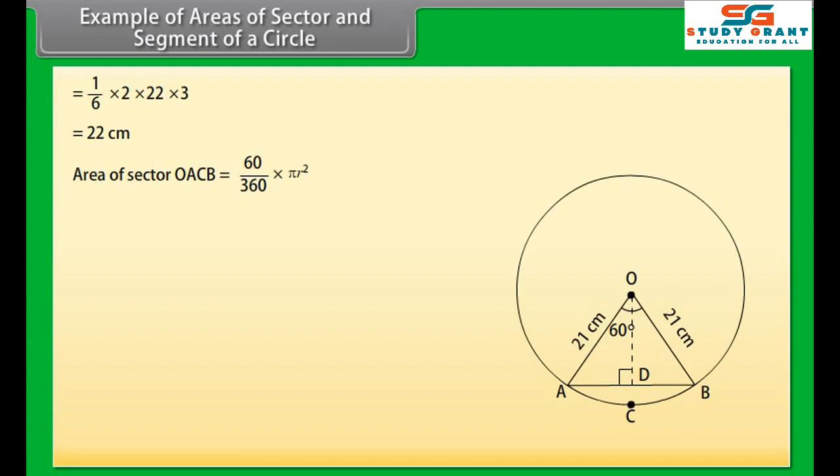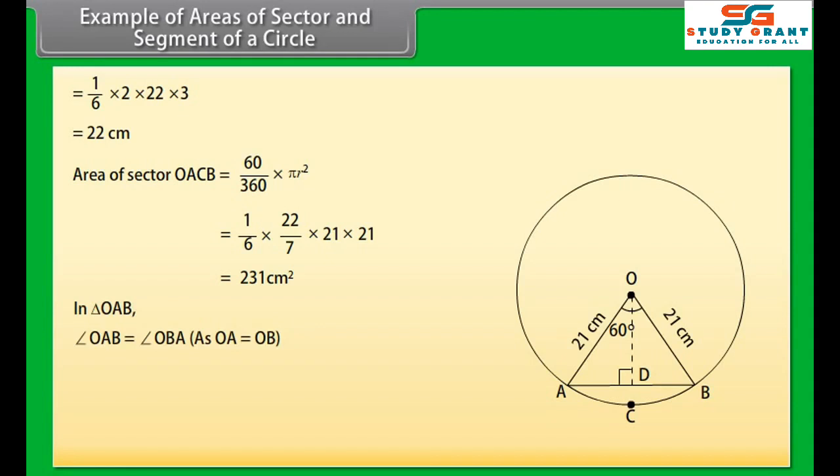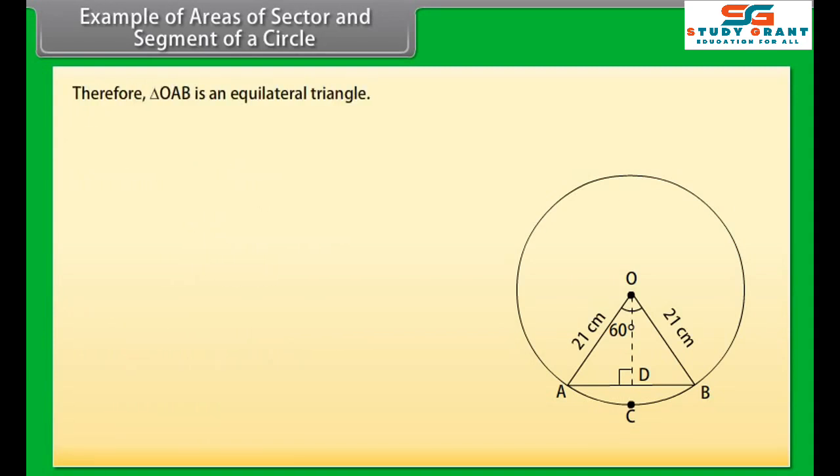Radius r of circle is equal to 21 centimeter. Angle subtended by the given arc is equal to 60 degree. We know that the length of an arc of a sector of angle theta is equal to theta upon 360 into 2 pi r. Therefore, length of arc ACB equals 22 centimeter. Area of sector OACB is equal to 60 upon 360 into pi r square. Now, by substitution and calculation of the values, we get area of sector OACB is 231 centimeters square.